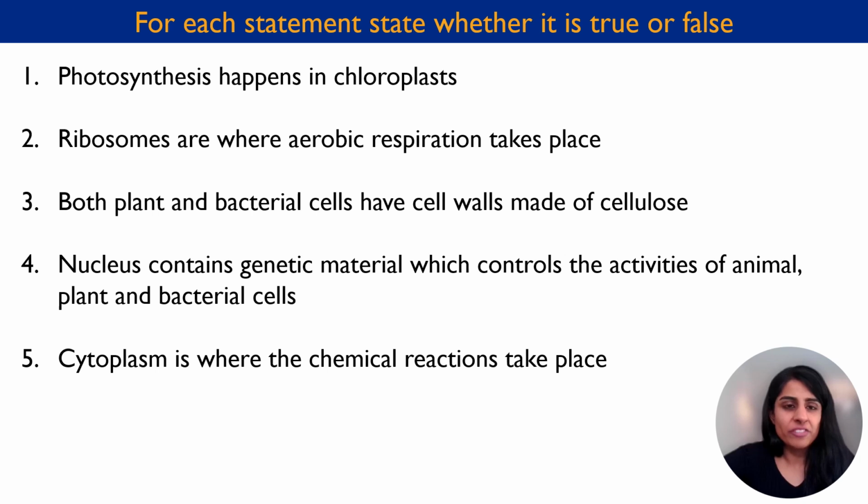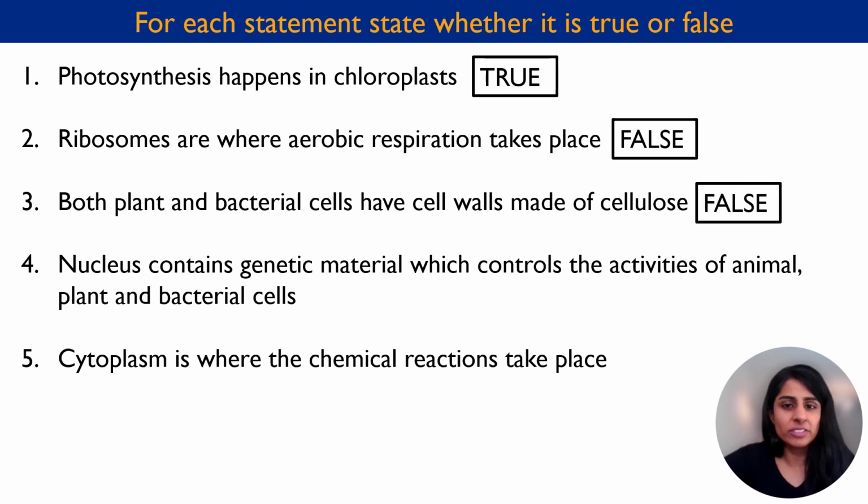Number 1. Photosynthesis happens in chloroplasts. True. 2. Ribosomes are where aerobic respiration takes place. False. It is false because ribosomes are where proteins are made. Mitochondria is where aerobic respiration takes place. 3. Both plant and bacterial cells have cell walls made of cellulose. That is false because, like we mentioned, plant cell walls are made of cellulose, but bacterial cell walls are not made of cellulose.